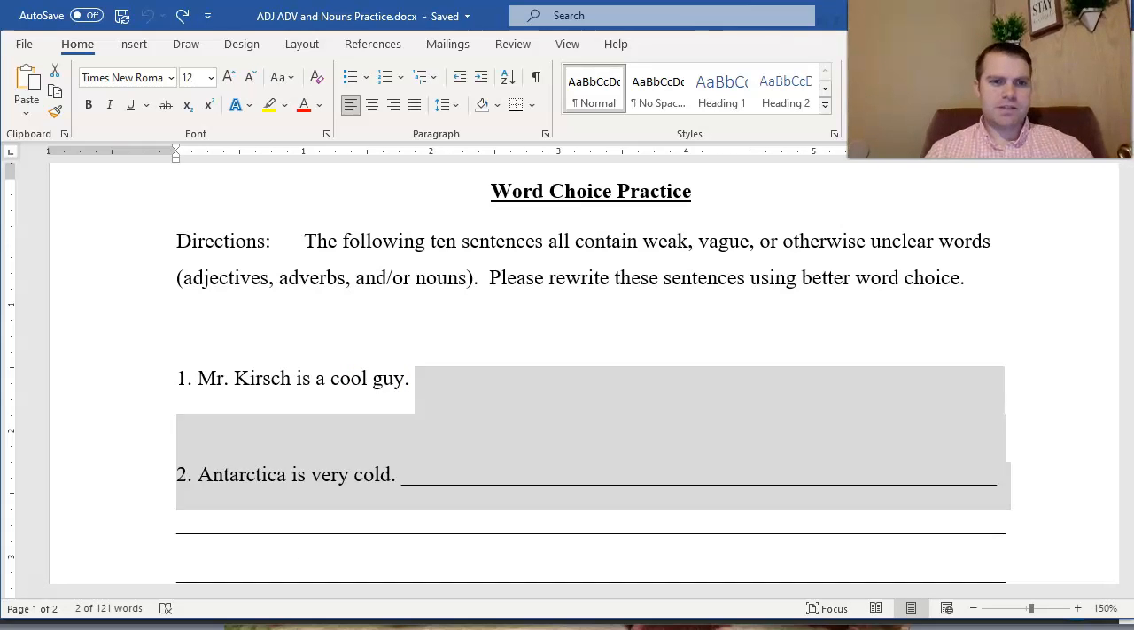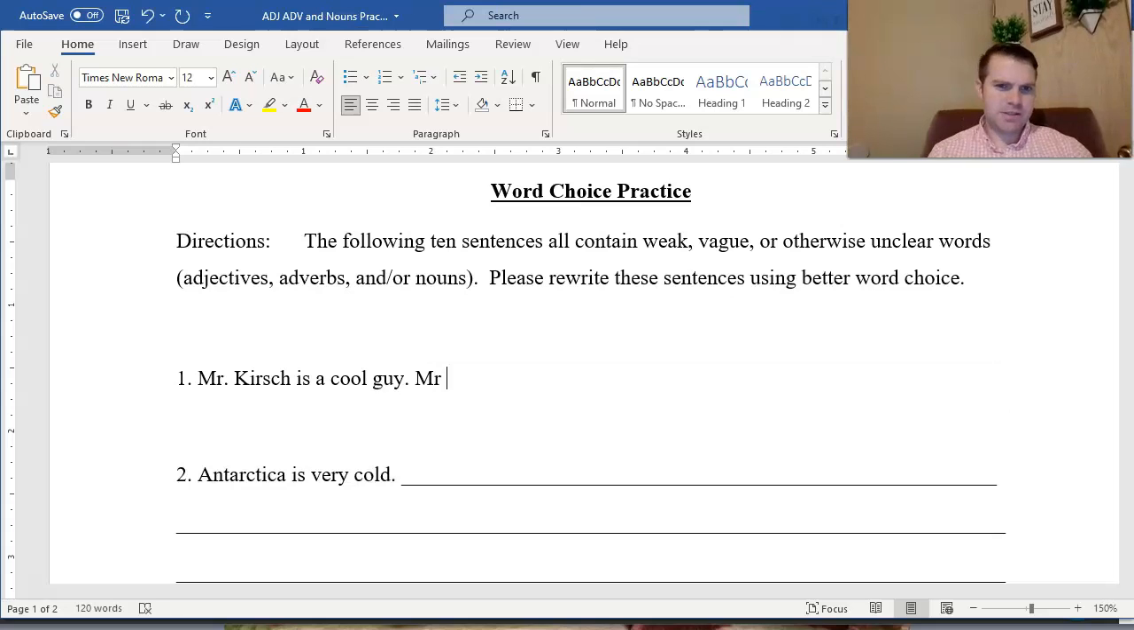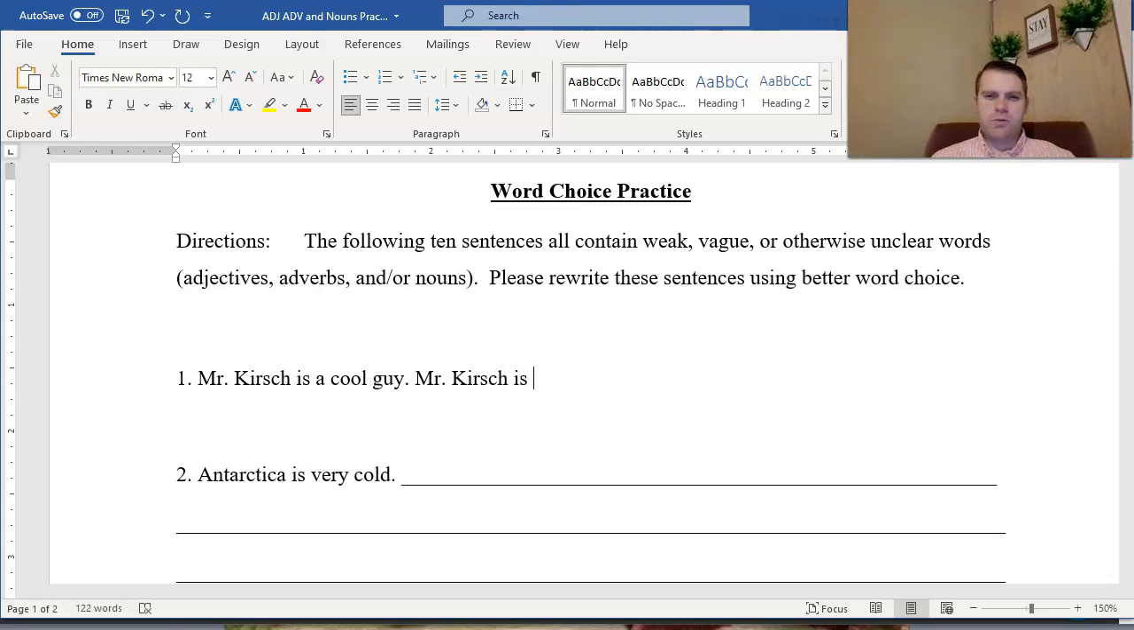I'll get rid of the lines. Let's start with just Mr. Kirsch is. I don't have to change that. Let's see, I want to replace cool and guy. What if we said something like, let's change cool to inspiring. So for guy, I could replace that with just a much better word for guy, just any male, or I could be specific. I think I'll be specific right here. What's his role? He's a principal, right? Mr. Kirsch is an inspiring principal.